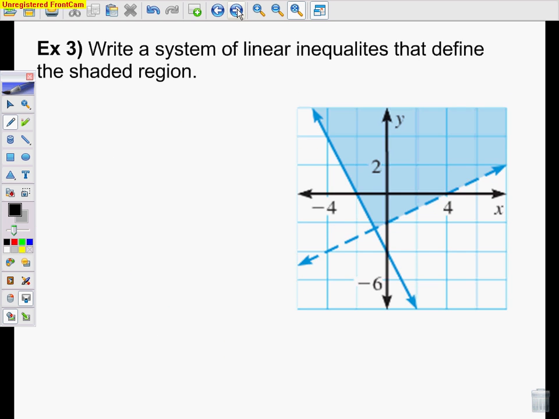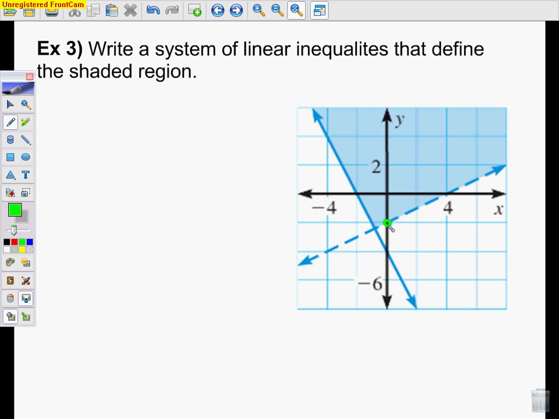All right, good. Here, let's try this one. This one is a little different because they're asking us to go backwards. Instead of me giving you inequalities and asking you to graph it, here I've graphed it, and I want you to write the inequalities. So let's take these one at a time. Let's deal with the dotted line first. There's 2 things that you need when you're writing an equation or inequality in slope-intercept form. You need the y-intercept and you need the slope.